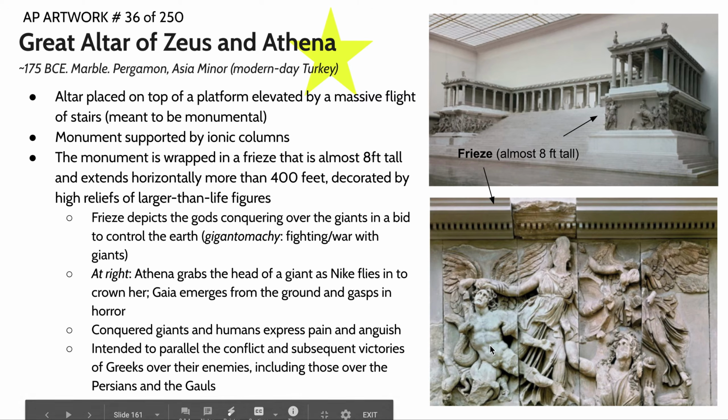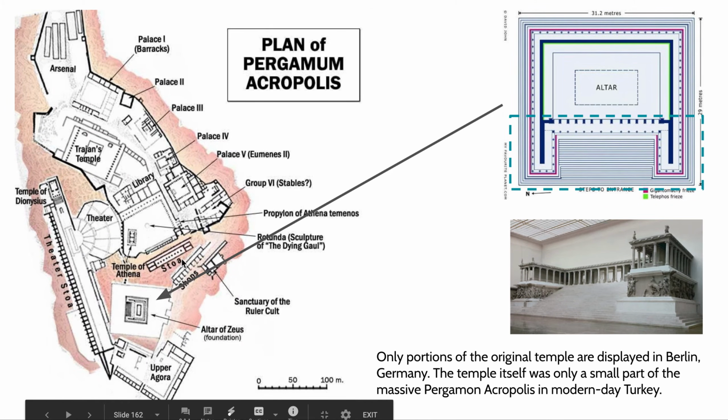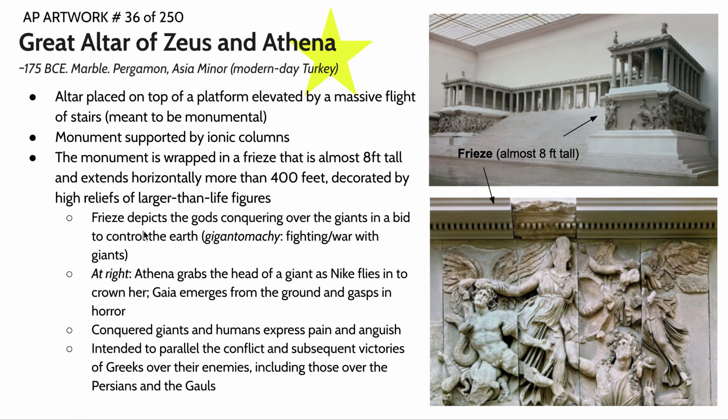So again, what you'll notice in these particular images is that you're seeing pain and anguish in the figures that are being conquered. This is not something that you would have seen in the classical era. So there's lots of different artworks from this period and from the Pergamon complex, including this famous statue of the dying Gaul, that are reflecting this very human emotion.